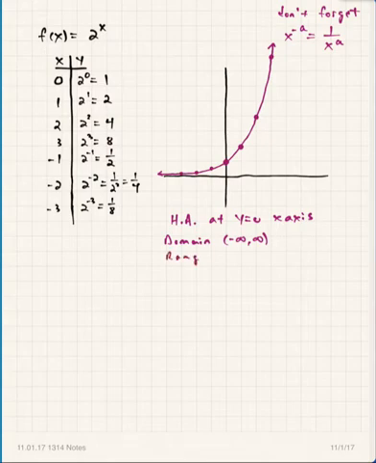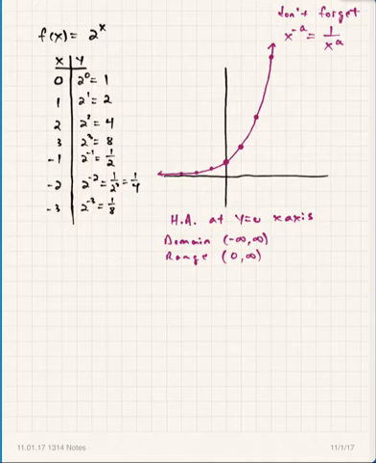And then its range, well, it never dipped below the x-axis. And so the range is from 0 to infinity, but there's a parenthesis around the 0, because remember, that's a horizontal asymptote. The graph gets closer and closer to that horizontal asymptote, but never ever actually gets there. So our domain is -infinity to infinity. It's all reals, and the range is from 0 to infinity.